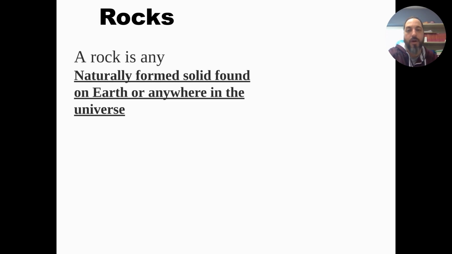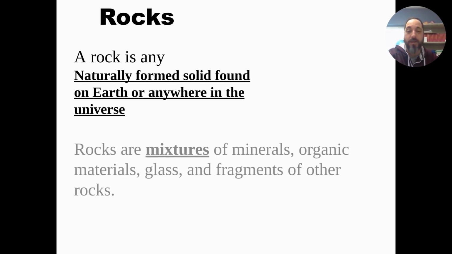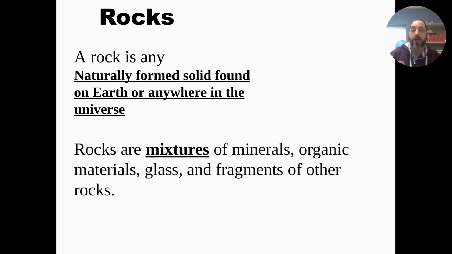So let's start off with a definition of what a rock is. It's a naturally formed solid found on Earth or anywhere else in the universe, right? Pretty broad definition. That's because rocks are pretty broad. Rocks are mixtures of minerals, organic materials, glass, fragments of other rocks. So they don't have to be made of strictly minerals. We were talking about minerals, and they had a lot of things that they needed to be in order to be a mineral. Rocks are a little bit looser, right? The definition is much looser. It can be made of lots of different things.